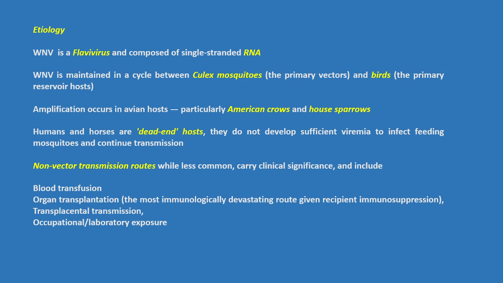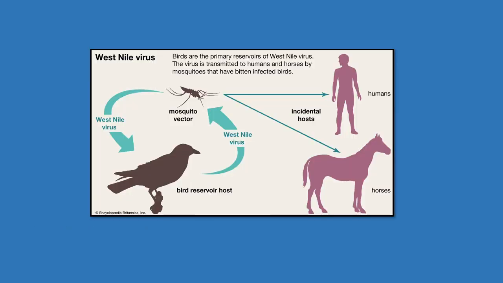Non-vector transmission routes, while less common, carry clinical significance and include blood transfusion, organ transplantation, transplacental transmission, and occupational or lab exposure. This figure illustrates that birds are the primary reservoirs of West Nile virus, and the virus is transmitted to humans and horses by mosquitoes that have bitten infected birds.